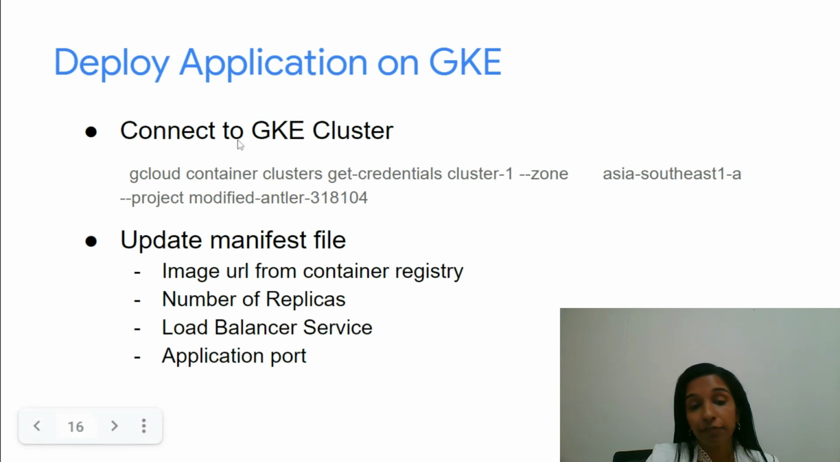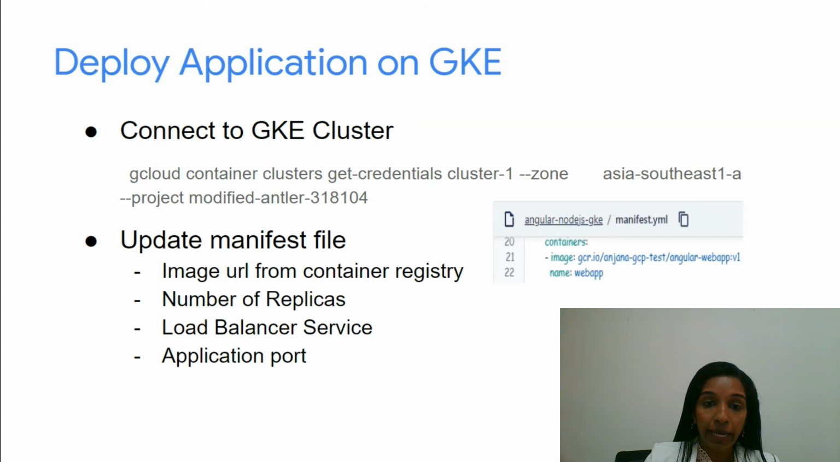So for deployment, first we are going to connect to the GKE cluster, and using our project ID and the zone, we get the credentials and connect to the cluster. Once we successfully connect to the cluster, we have to deploy our application. For that, we first have to update our manifest file. In the manifest file, in the image tag, we have to update it with the image we have uploaded to the Google Container Registry.